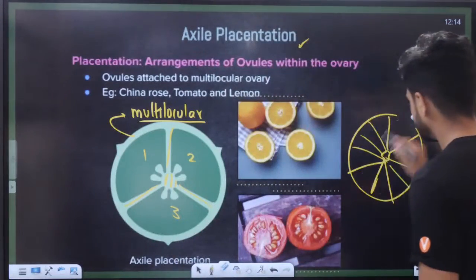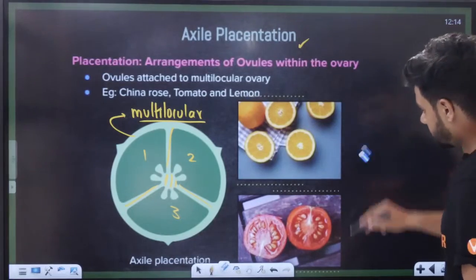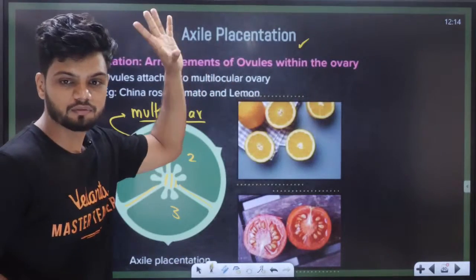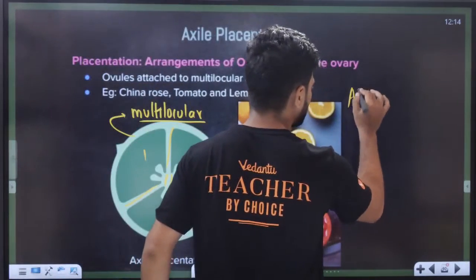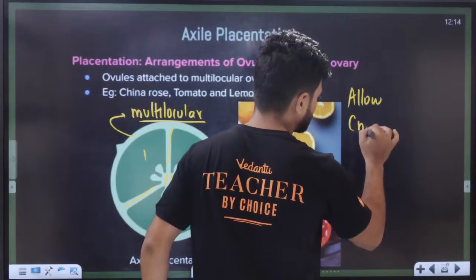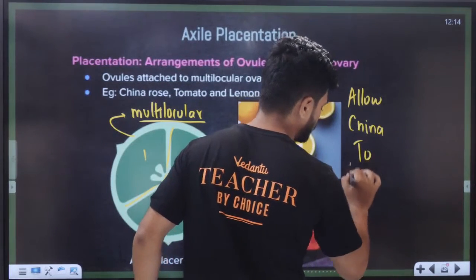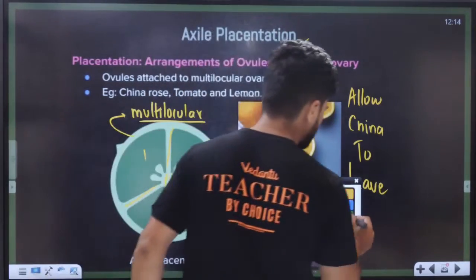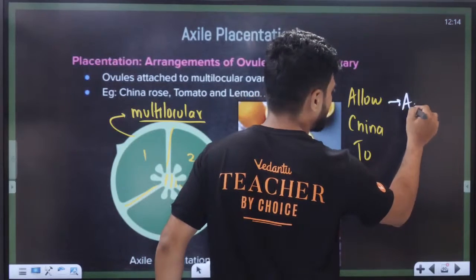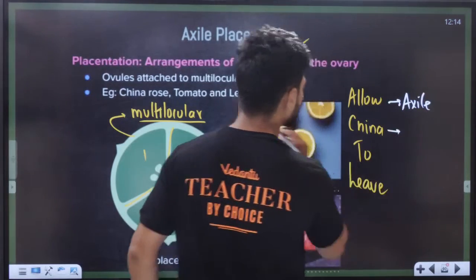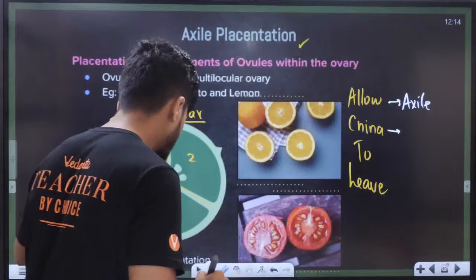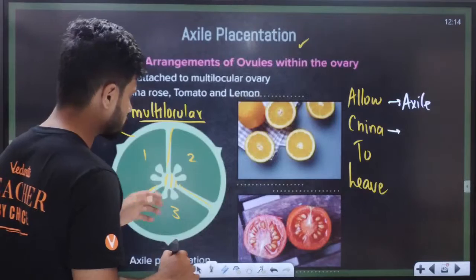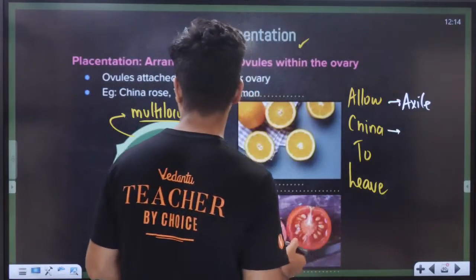The trick is very simple again. Axial placentation: Allow China to leave. Allow China to leave. Now what does A stand for? The A stands for axial placentation. C stands for China rose.